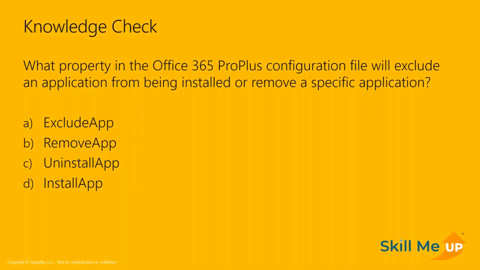So a knowledge check. What property on the Office 365 Pro Plus configuration file will exclude an application from being installed or remove a specific application? Now, of course, we just looked at that one. So that will be the ExcludeApp, not the remove app, uninstall app, etc. ExcludeApp will be the one that removes an application or restricts an application from being installed. So if you already have the 365 apps installed, you can then use the exclude element to remove that application that was previously installed. So there will be some questions on there that talk about this specifically.